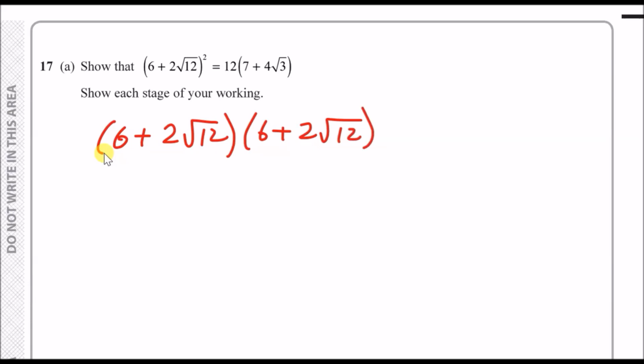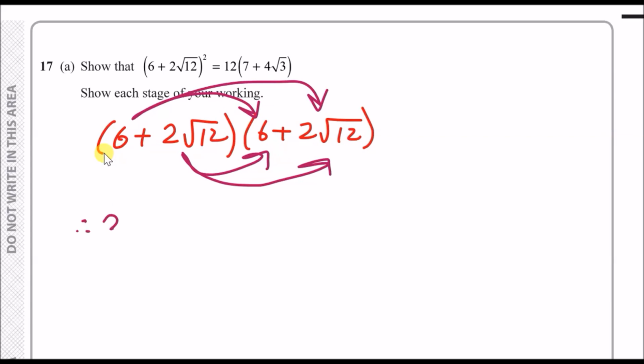Okay, so now we want to go ahead and expand this, guys, yeah? So we're going to do 6 times 6, 6 times these lot, this times that, and 2 root 12 times 2 root 12. Now, 6 times 6 is 36. Now, when you times a whole number with a mixed surd and whole, always times 6 with the whole number 2. So it'll be 12 root 2. So we're going to get plus 12 root 12, sorry, plus another 12 root 12.